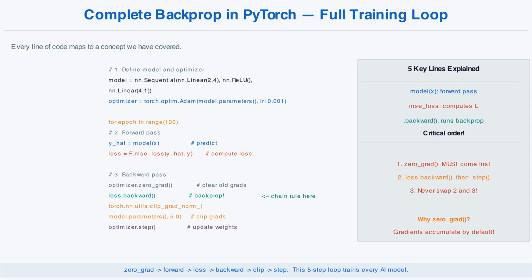Call loss.backward. This runs the entire backward pass, computing dL/dW for every parameter via the chain rule. Optionally, clip gradients to prevent explosions. Finally, optimizer.step. This applies the Adam update rule to every weight using the stored gradients. 5 lines. Predict, measure, zero, backprop, update.